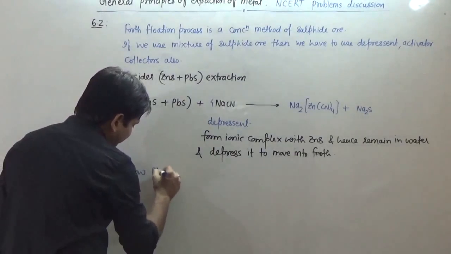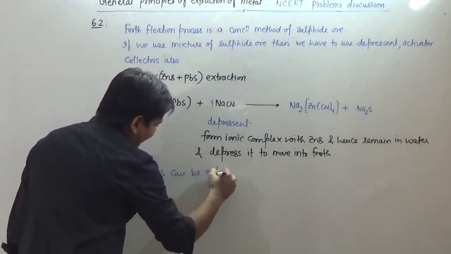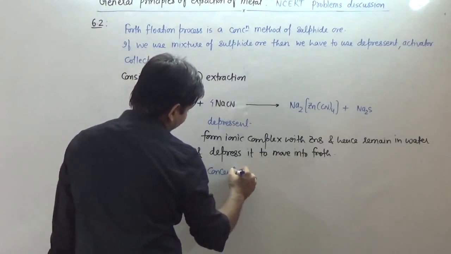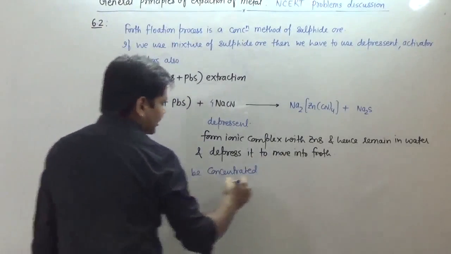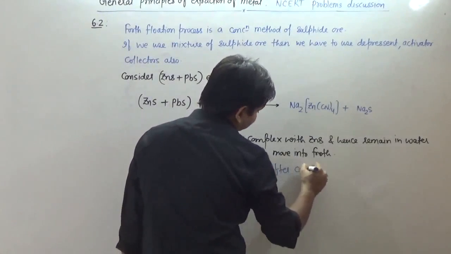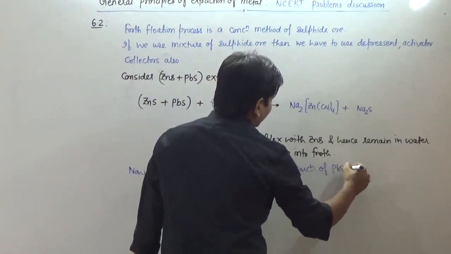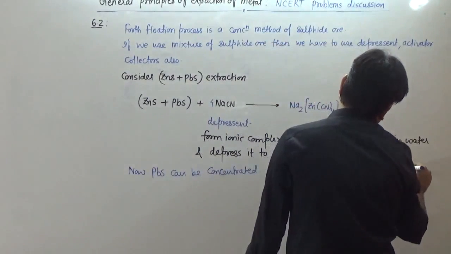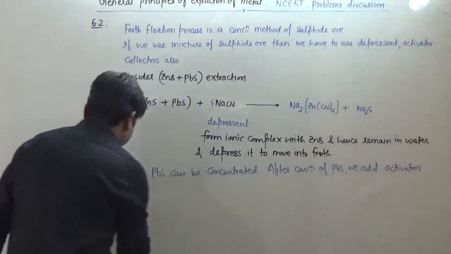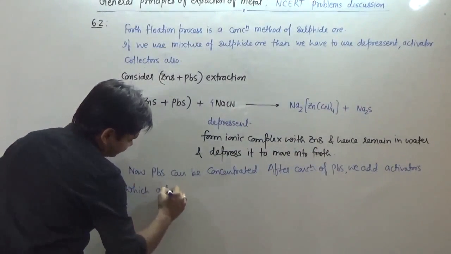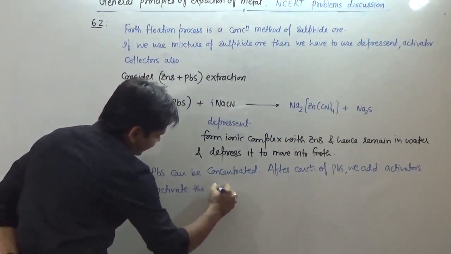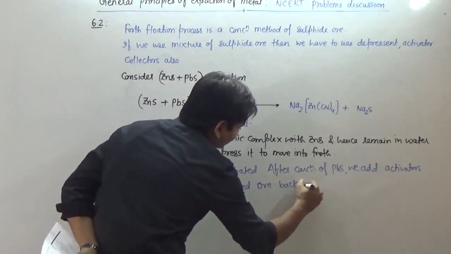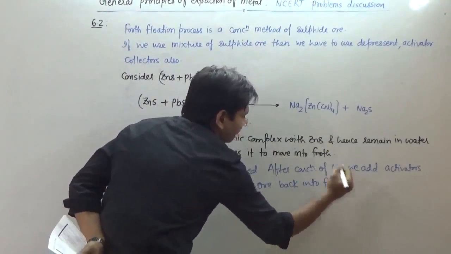PbS can be extracted and concentrated. After concentration of PbS, we add activators. We add activators which activate the depressed material, the depressed ore, back into the froth by formation of obviously more covalent compounds.